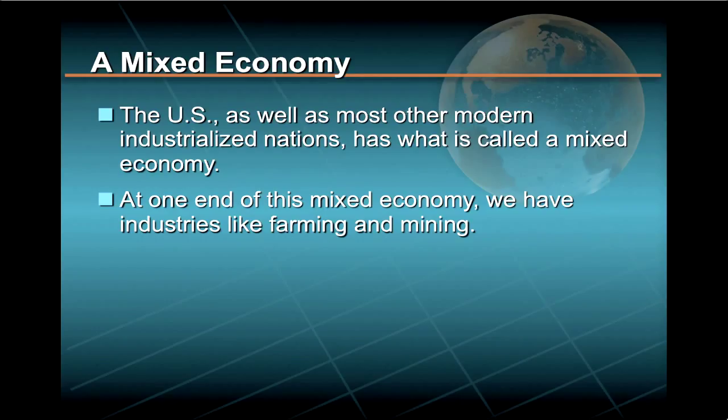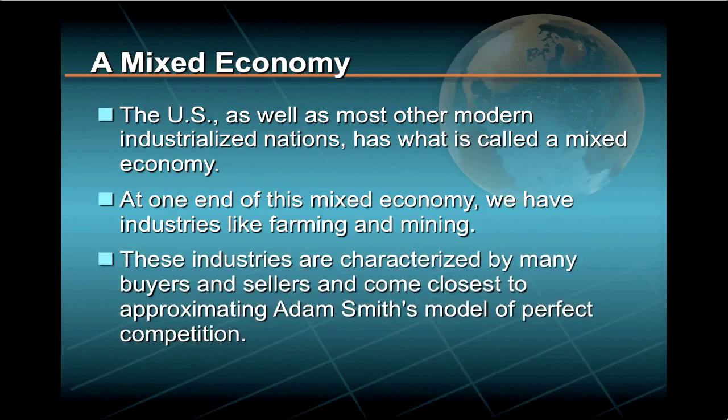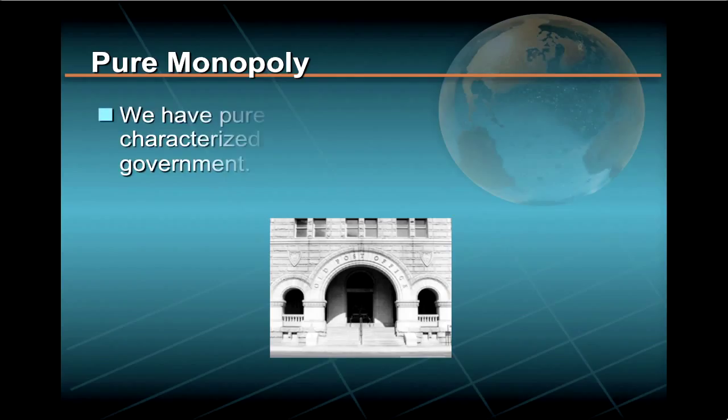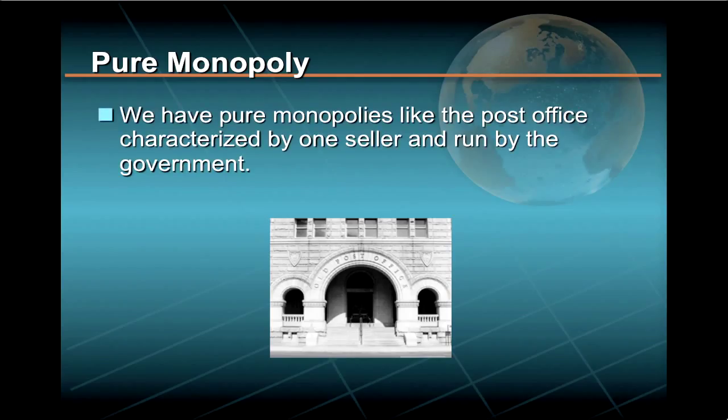At one end of this mixed economy, we have industries like farming and mining. These industries are characterized by many buyers and sellers and come closest to approximating Adam Smith's model of perfect competition. At the other end of this mixed economy, we have pure monopolies like the post office, characterized by one seller and run by the government.